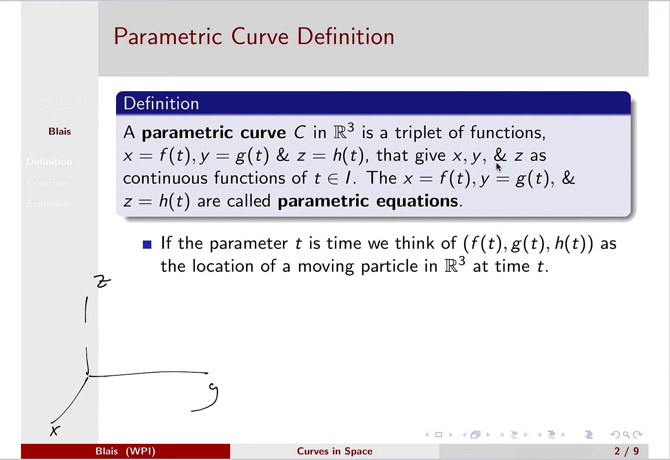some trajectory of a particle moving, and at time t, we're getting the coordinates with that x equals f of t, y equals g of t, and z equals h of t. So at any time t, this triplet tells us where this particle is, and the trajectory of the particle is tracing out a curve in three-dimensional space.